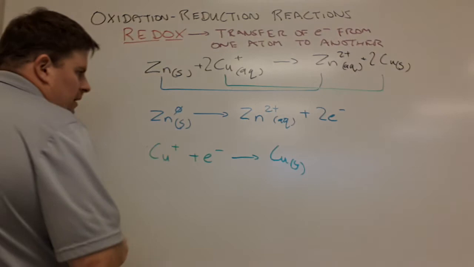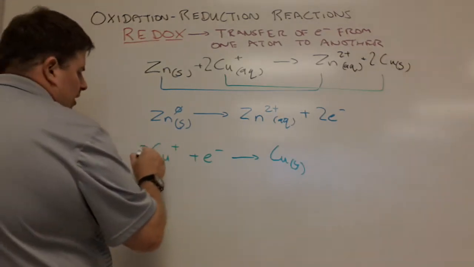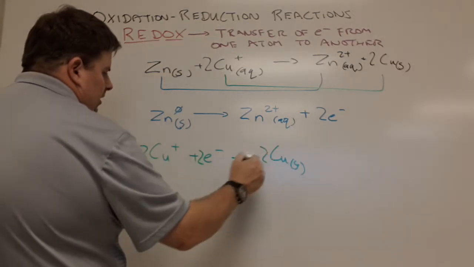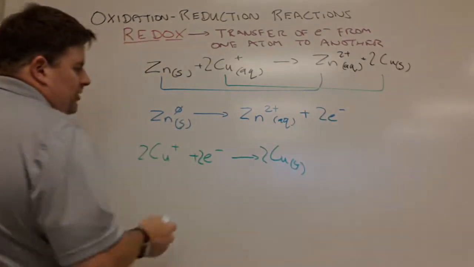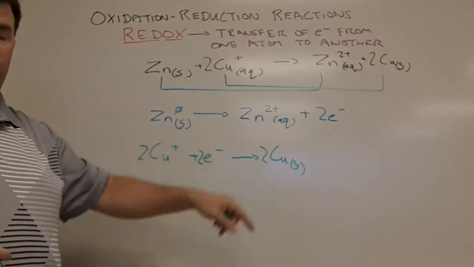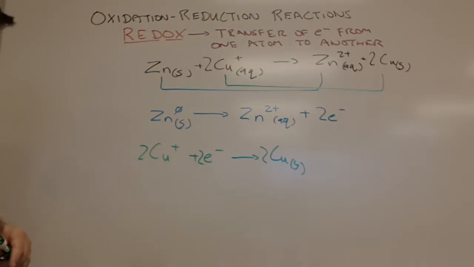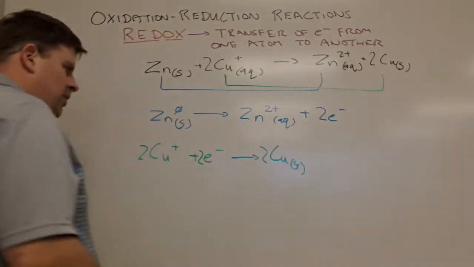You have to make sure that the electrons are balanced, so I'm going to have to multiply everything in here by 2, because you can't have free electrons flowing around. So we want to make sure that the electrons on the left with the copper and on the right with the zinc are both equal. So now I've got this particular system.